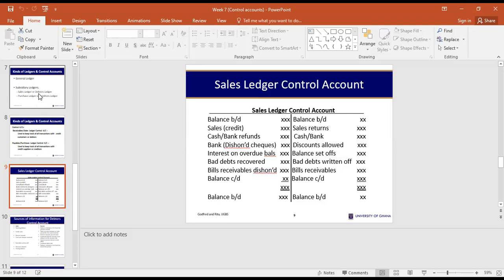So where will that one be recorded? Because that 50 cedis is a set off, you record it at the credit side in the sales ledger control account. And then when you go to the purchase ledger control account, you record it at the debit side.